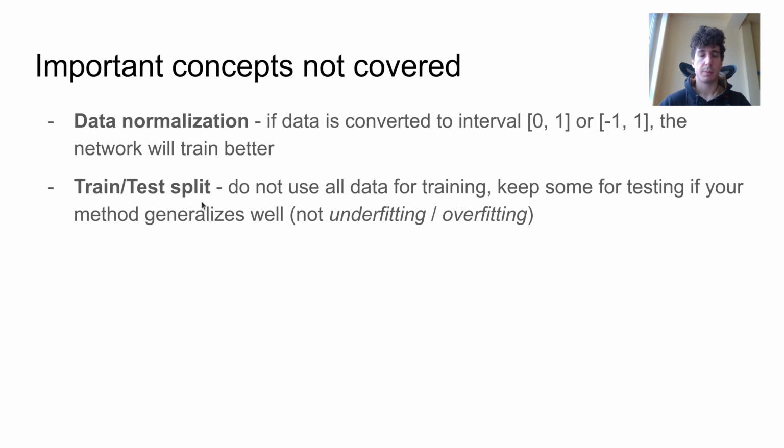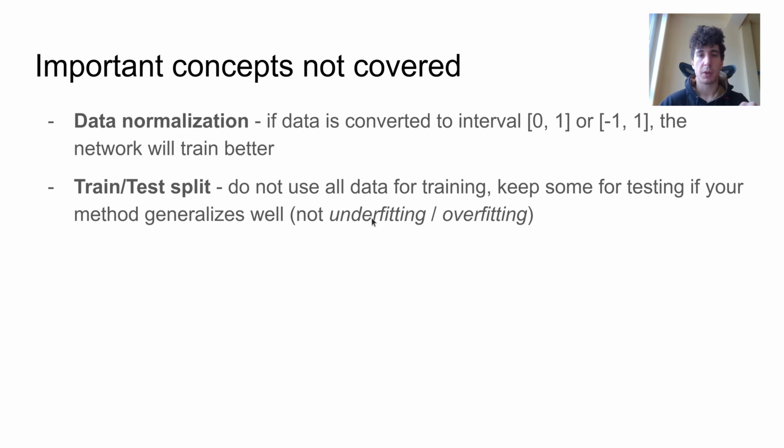The train test split is an idea that you shouldn't use all the data to train the network because it might remember by heart the answers. So it's dangerous to do so. And a better idea is to use some of the data for training and the rest of the data to test, to check if it works also on data that it hasn't seen before. And this is to test if the network generalizes well.